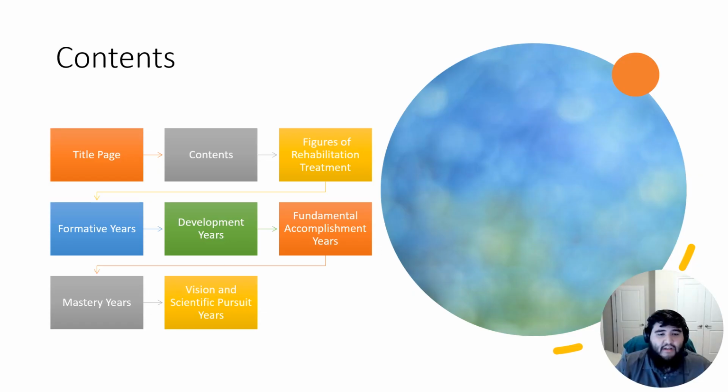So this is the content page. So the title page, as you saw, contents. We're going to be talking about the figures of rehabilitation treatment, the formative years of physical therapy, the development years of physical therapy, the fundamental accomplishment years of physical therapy, mastery years, and the vision and scientific pursuit years.